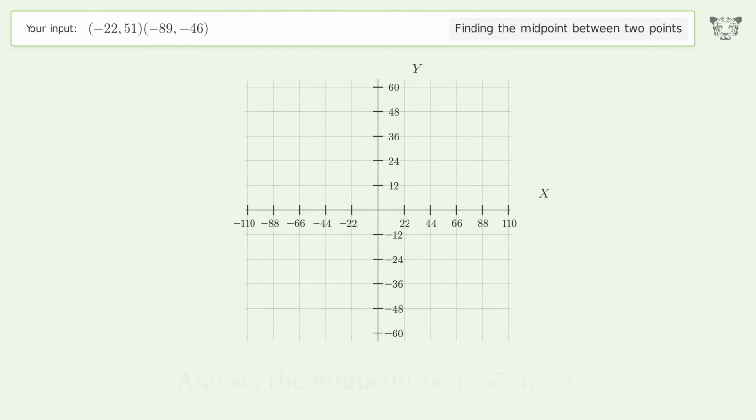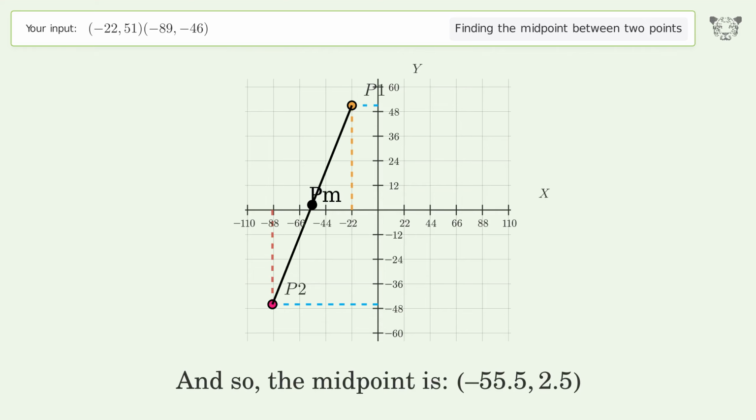And so, the midpoint is negative 55.5, 2.5.